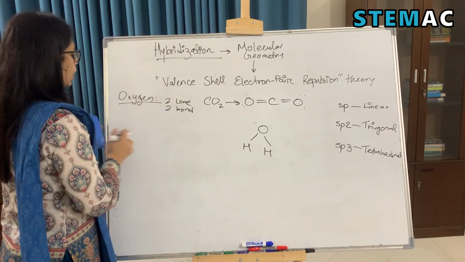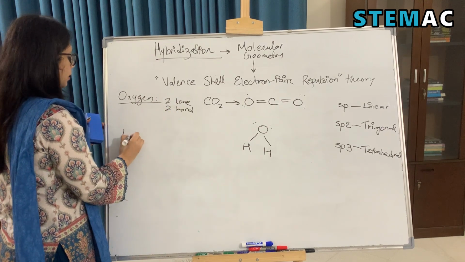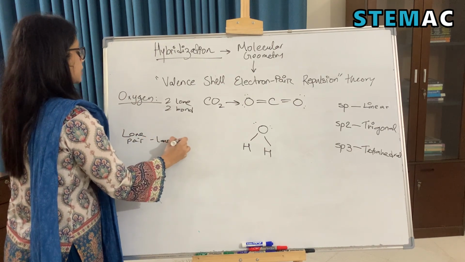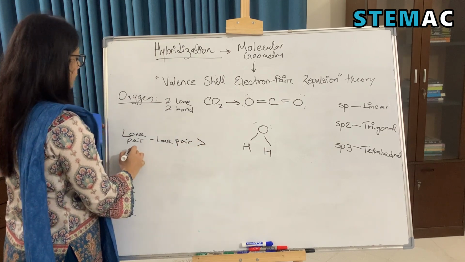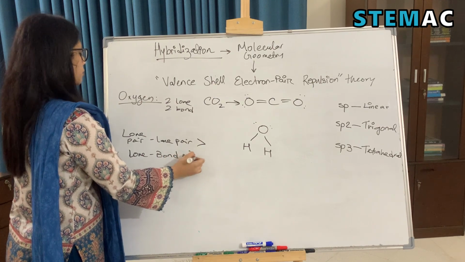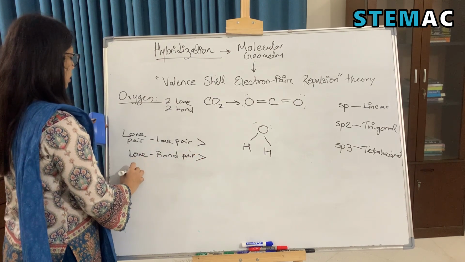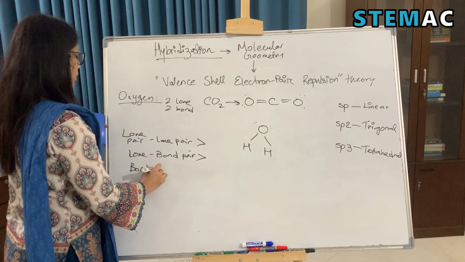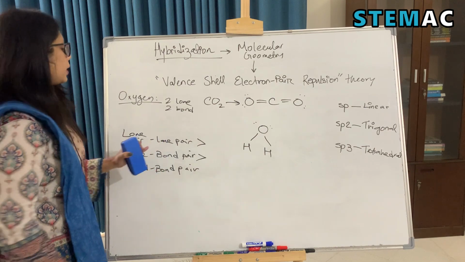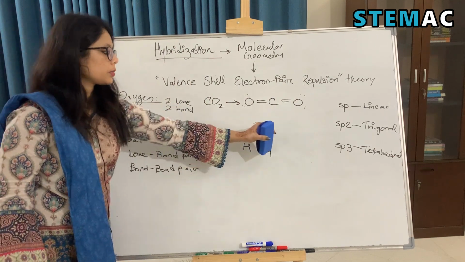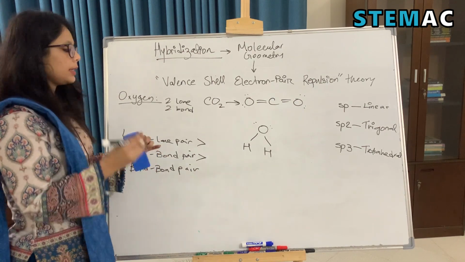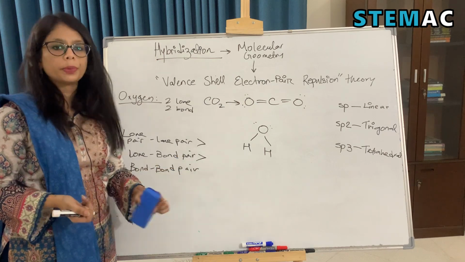It has been found that the repulsion between lone pair and lone pair is higher than the repulsion between lone pair and bond pair, which is also a little bit higher than the repulsion between bond pair and bond pair. So in short, lone pair and lone pair has the greatest repulsion, lone pair and bond pair has a moderate repulsion between them, and the least repulsion is observed between the bonded pairs of electrons.